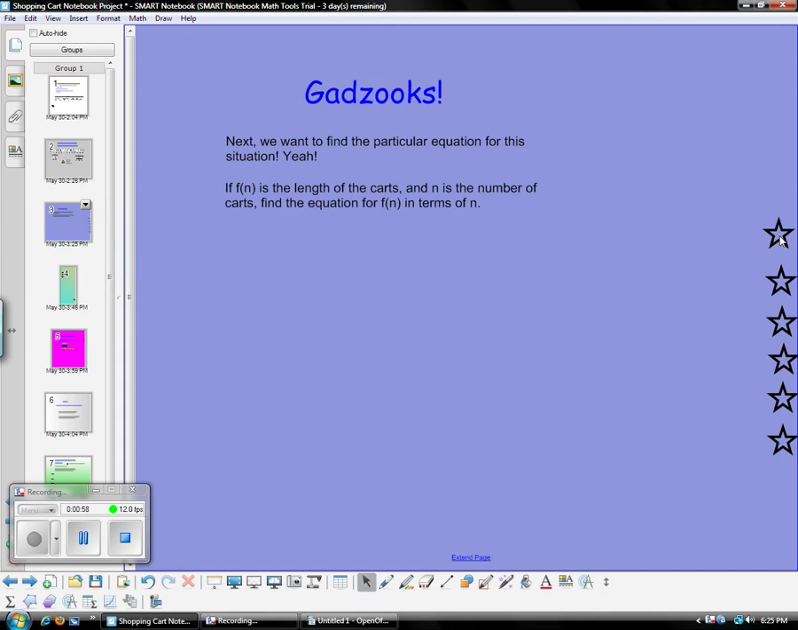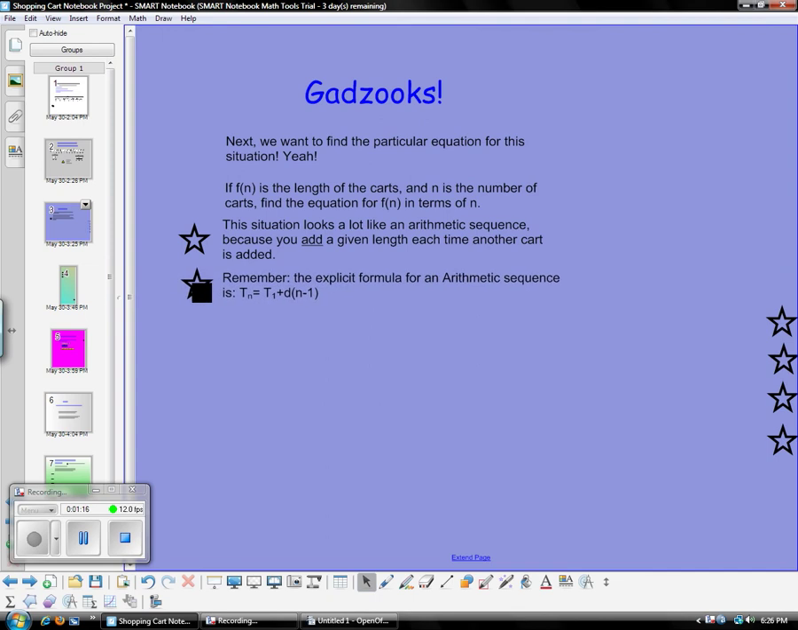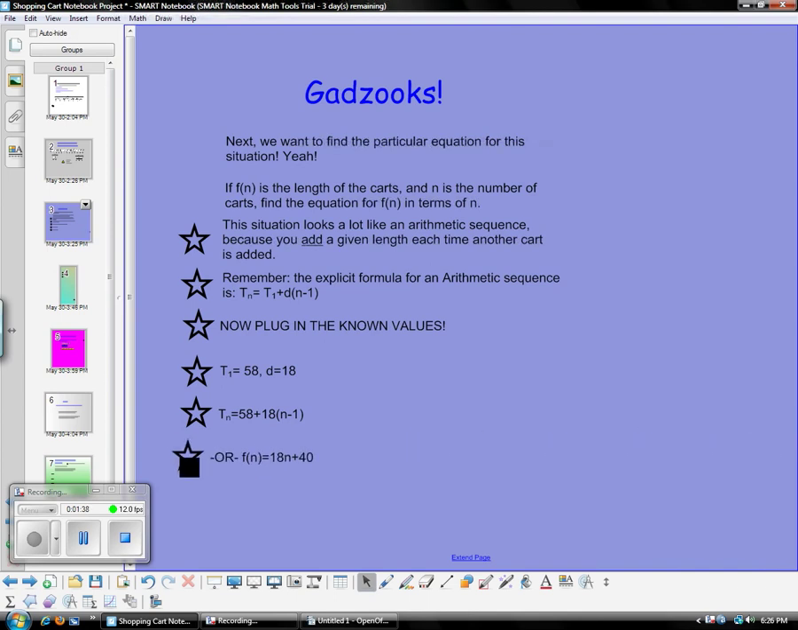Now we want to find the particular equation for the situation. If f of n is the length of the carts and n is the number of the carts, find the equation for f of n in terms of n. This situation looks a lot like an arithmetic sequence because you add a given length each time another cart is added. Remember, the explicit formula for an arithmetic series is t sub n equals t sub 1 plus d times n minus 1. Now, plug in the known values. T sub 1 equals 58 and d equals 18. T sub n equals 58 plus 18 times n minus 1, or f sub n equals 18n plus 40.